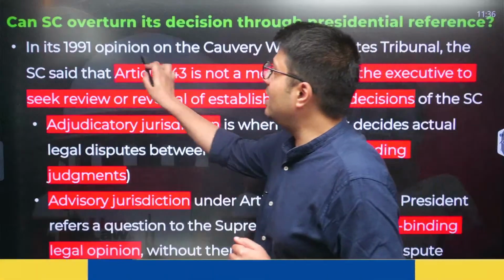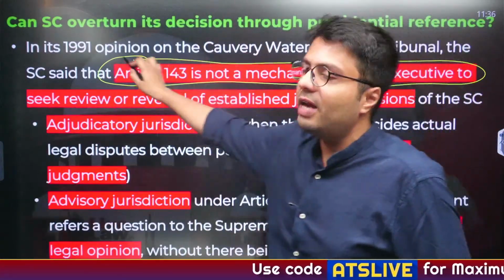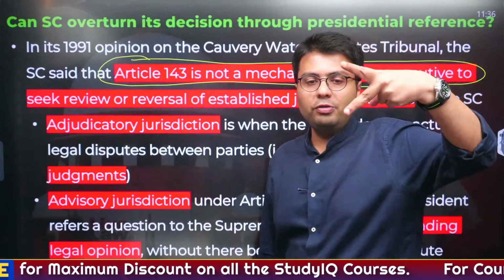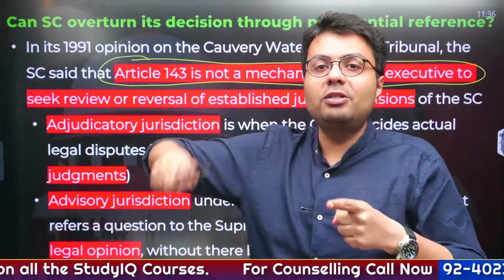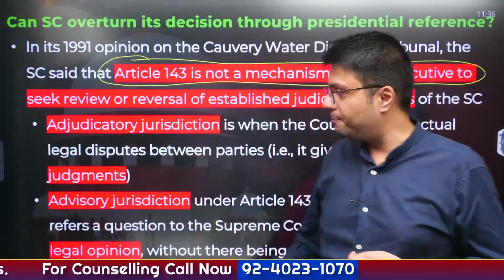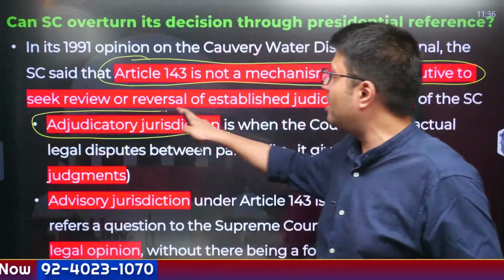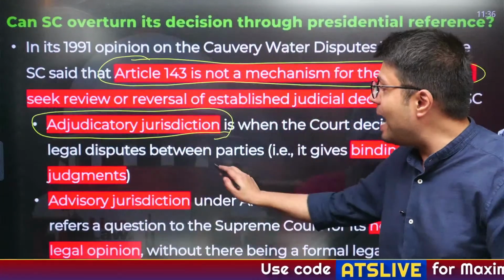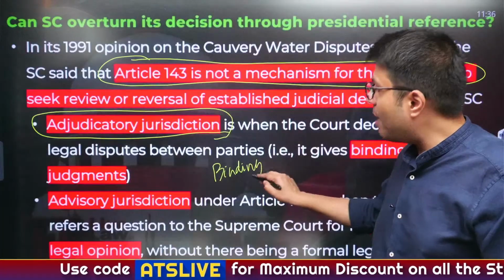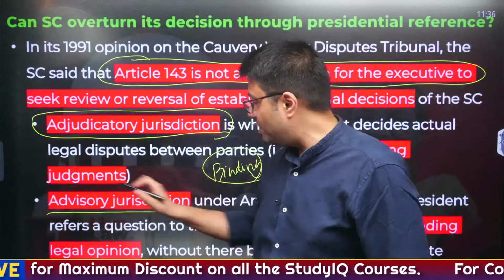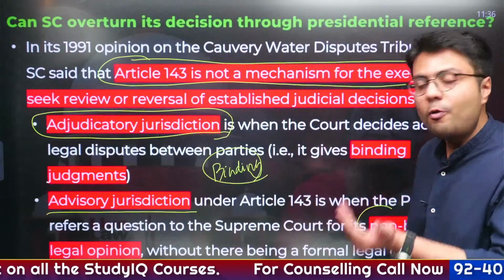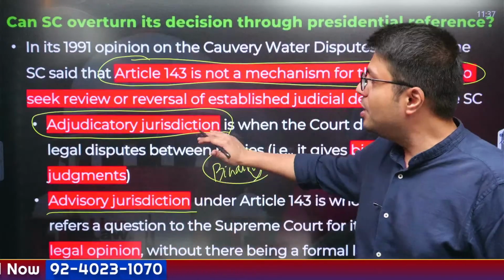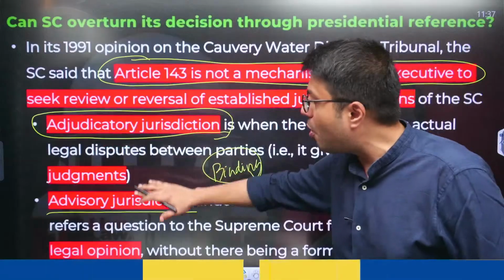Now, you have to understand Article 143 is not a mechanism where the executive can ask for review of a Supreme Court decision, because the Supreme Court has many times highlighted that there are two types of jurisdiction that the Supreme Court has. First is the jurisdiction to give judgments. This is called the adjudicatory decision. Whenever the Supreme Court uses this power, it means that whatever the Supreme Court says has the force of law and is binding on all the parties. But another power that the Supreme Court has is advisory jurisdiction, which means the Supreme Court is just providing a legal opinion which is not binding on the people, and it is not a way to solve a dispute. If there is a dispute, you can use the adjudicatory jurisdiction of the Supreme Court, not the advisory jurisdiction.